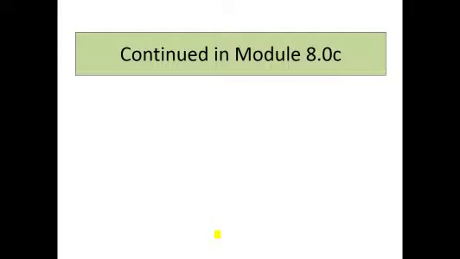That is the end of this part of the module, and it'll be continued in the third and final section of the module.